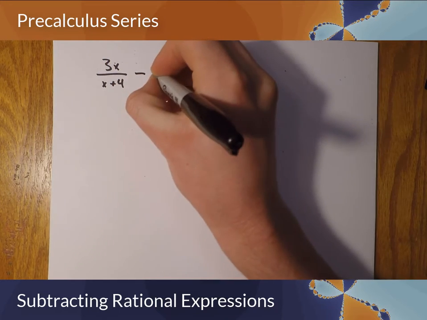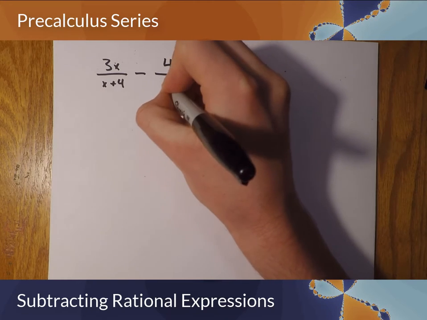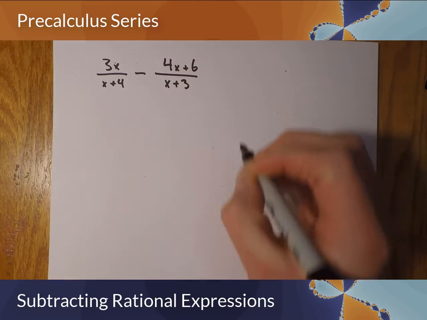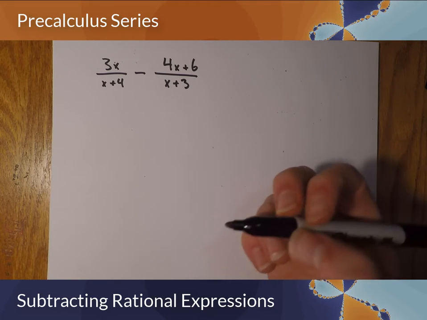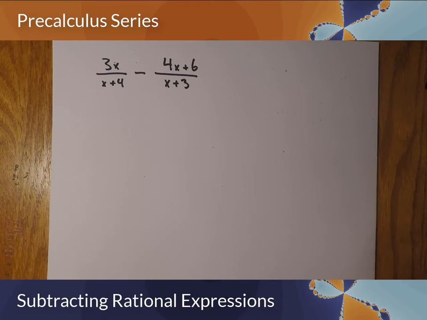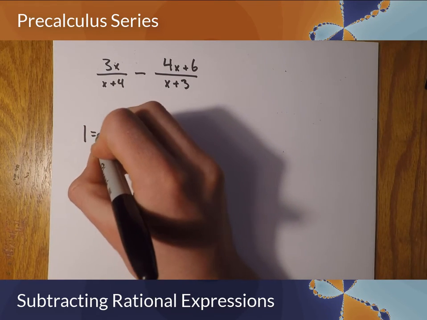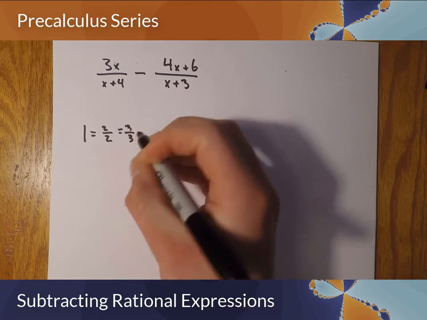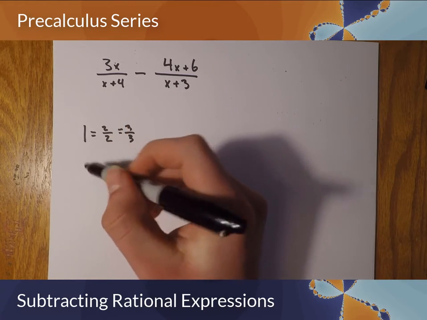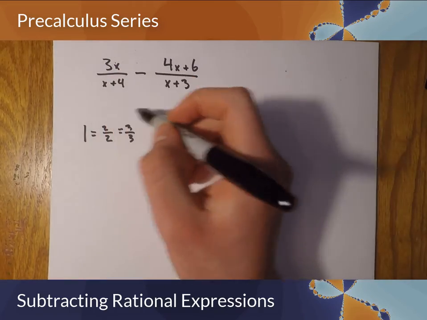Alright, so our first example is we're going to take 3x over x plus 4, and we're going to subtract 4x plus 6 over x plus 3. Now, just like with fractions, where we multiply by 1, in regular fractions like 2 over 2, 3 over 3, all these are equal to 1. We're going to do the same thing when we're subtracting these rational expressions.